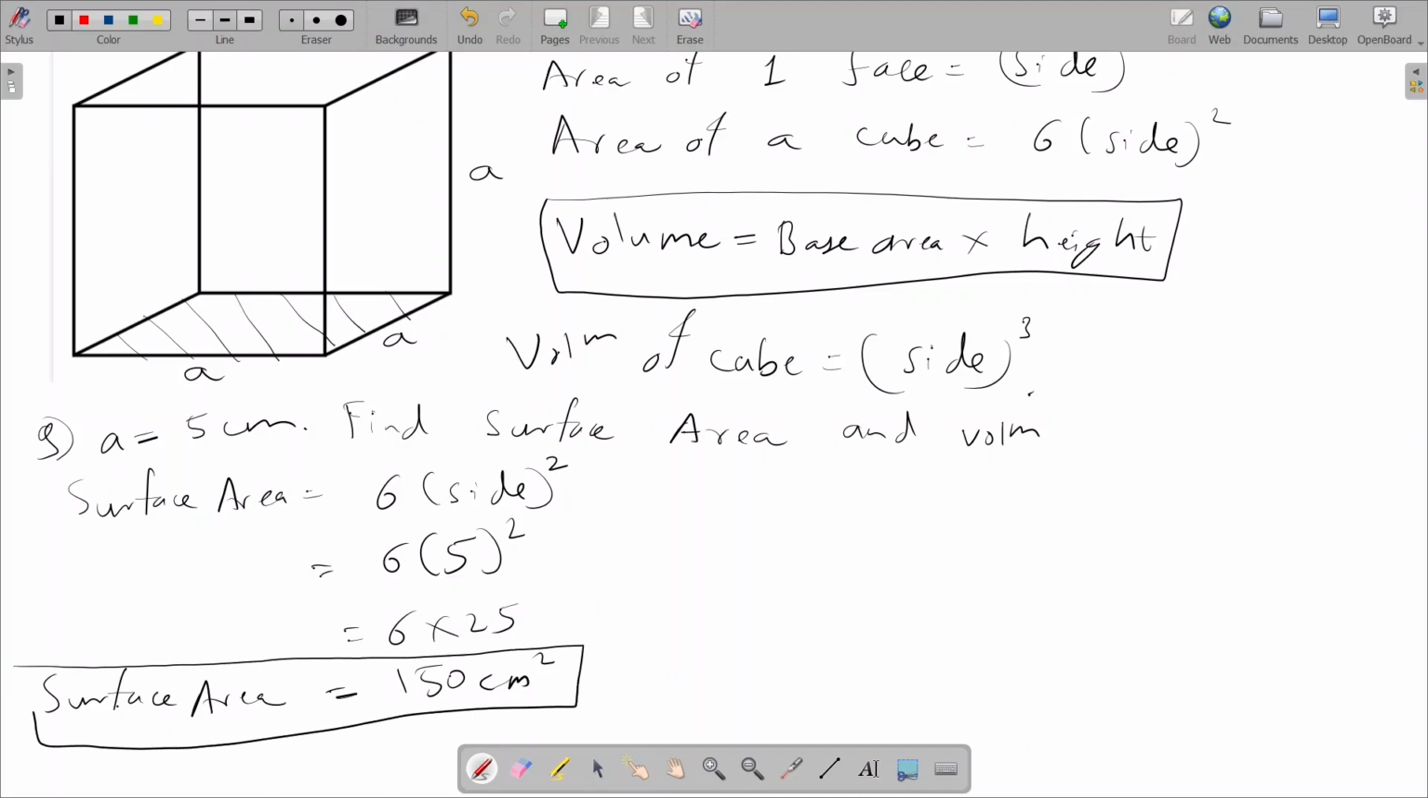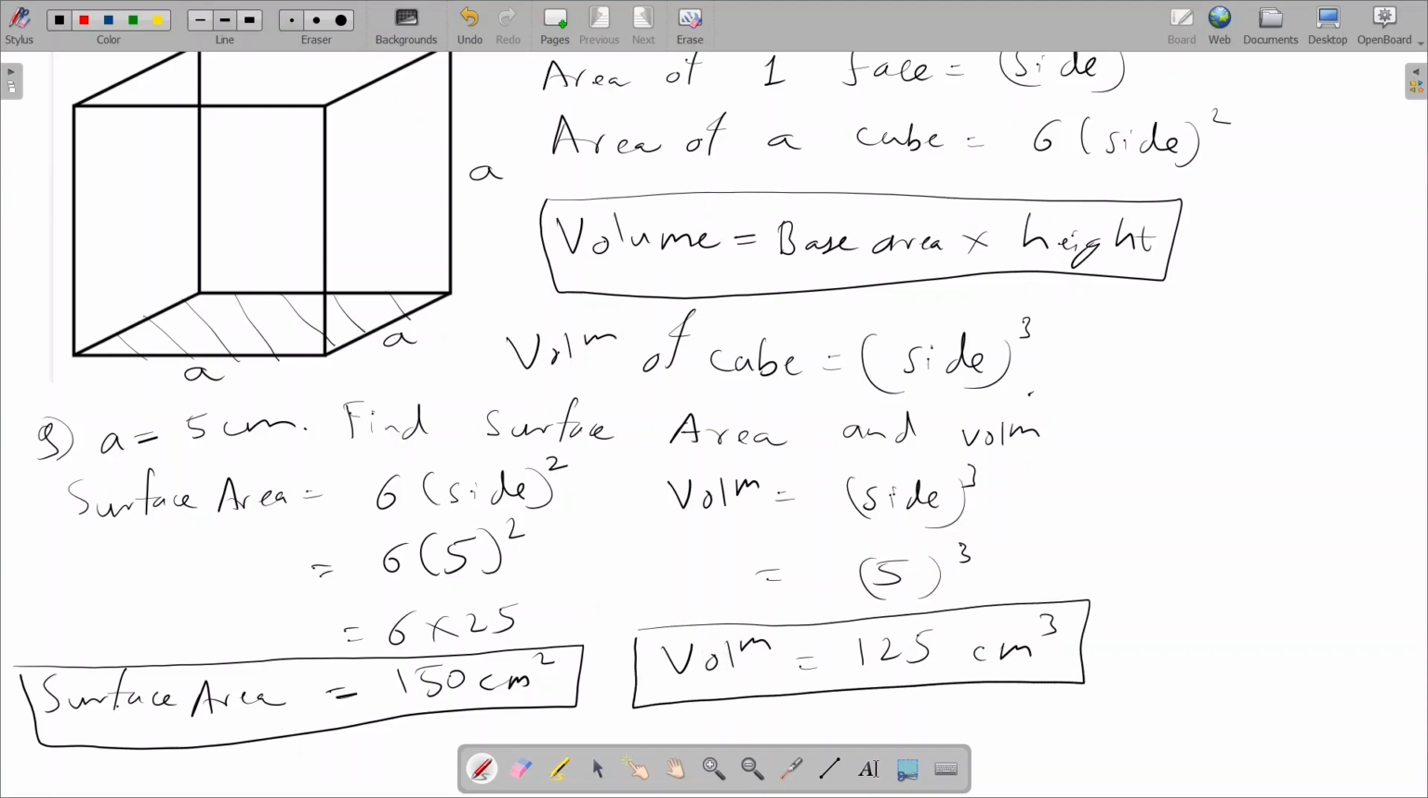And they have also asked to find the volume of the cube. Volume of a cube is side cube. The side is 5, so you'll have 5 cube. So you'll have 125 centimeter cube as the volume of the cube. So I'll again repeat.